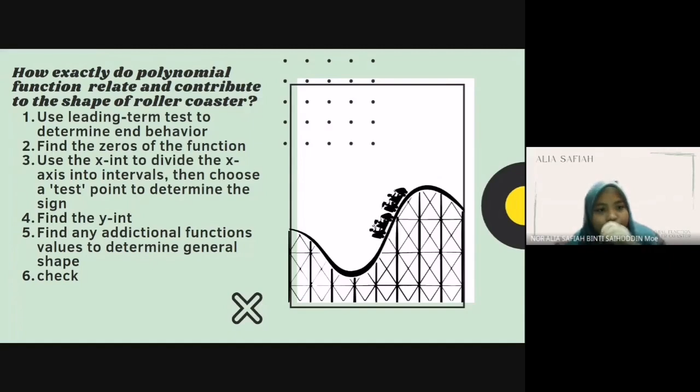function relate and contribute to the shape of a roller coaster is by, first, you use the leading term to determine the end behavior. Second, find the zeros of the function. Third, use the x-intercepts to divide the x-axis into intervals. Then choose a test point to determine the sign. Fourth, find the y-intercept. Fifth, find any additional function values to determine the general shape. And lastly, check the shape of the graph.